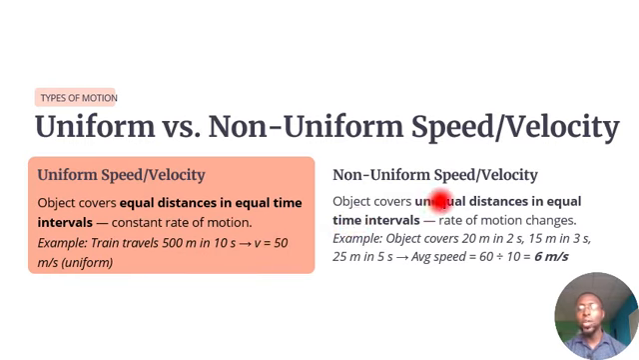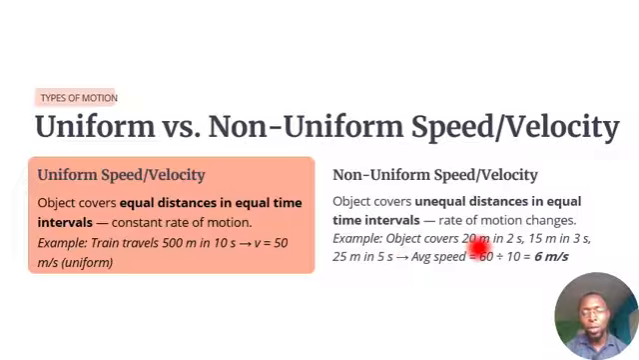On the other hand, when we say non-uniform speed, the object is covering unequal distance in equal time intervals. This time around, the distance covered at a particular time is not always the same. For example, an object covers 20 meters in 2 seconds, then 15 meters in 3 seconds, and then 25 meters in 5 seconds. This is an example of non-uniform speed.